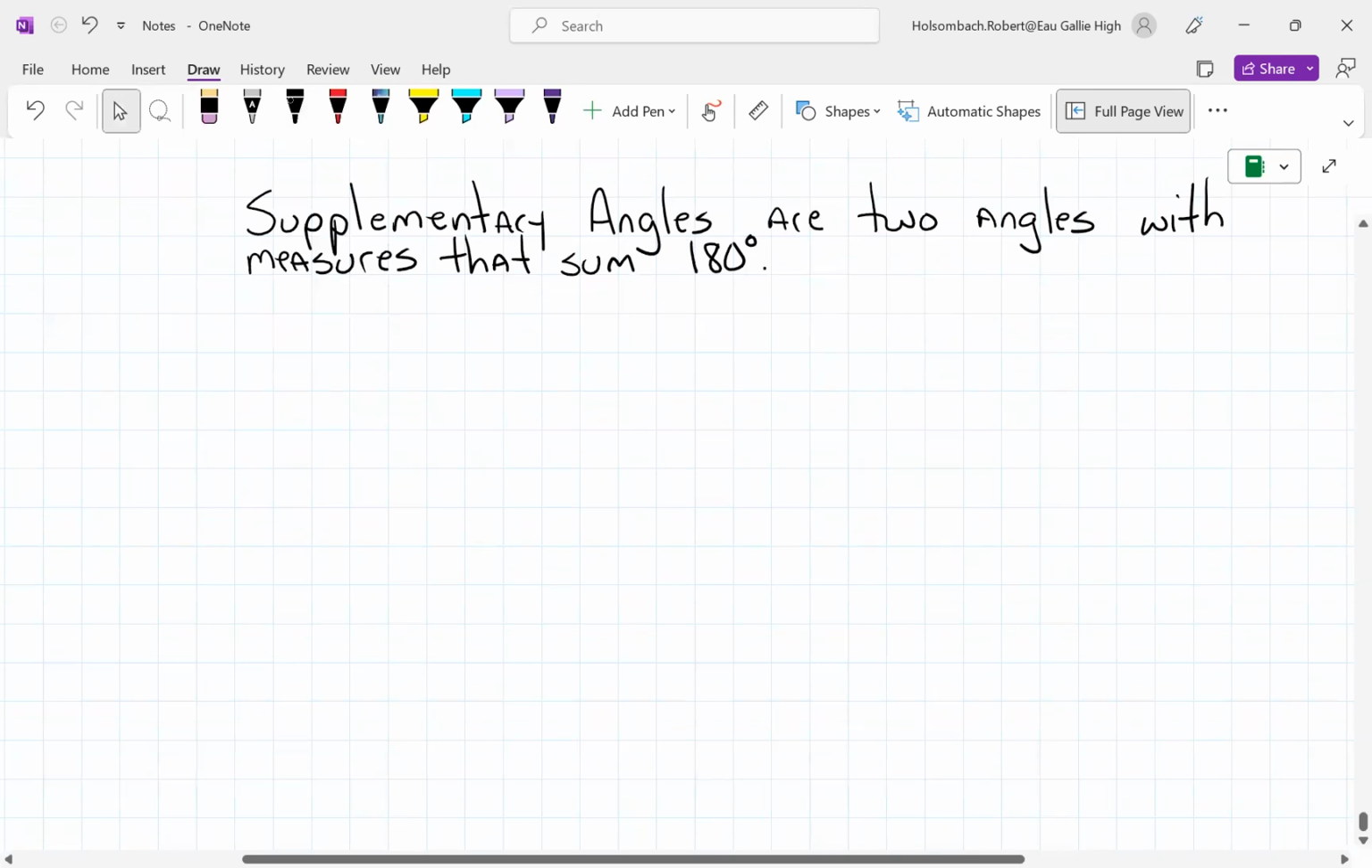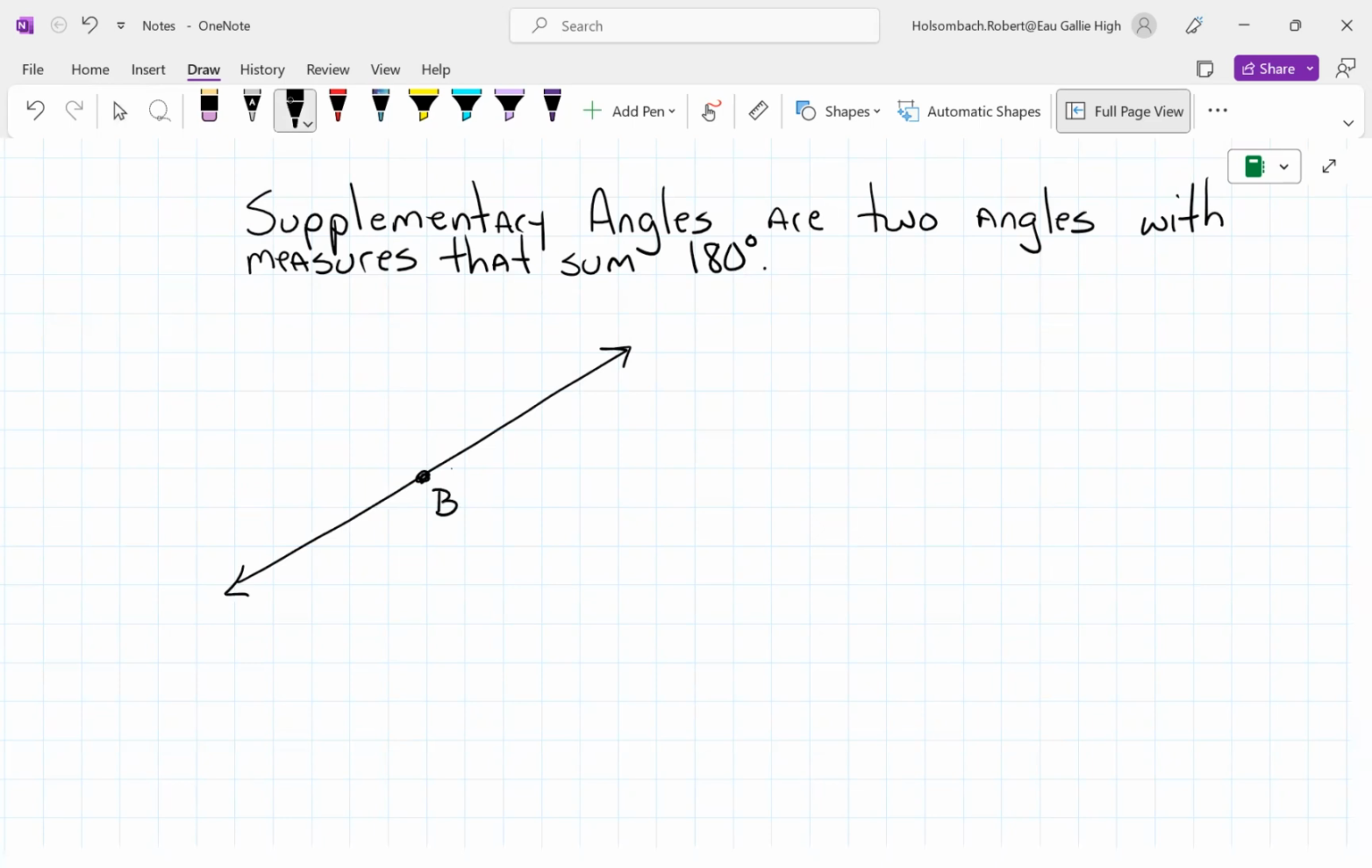So again, if we're looking for two angles that sum 180, if we draw a straight line, put a point on it, put a ray coming out of that point, we just created angle 1 and angle 2. We know that a straight line is a 180-degree angle. So we just created a pair of supplementary angles.